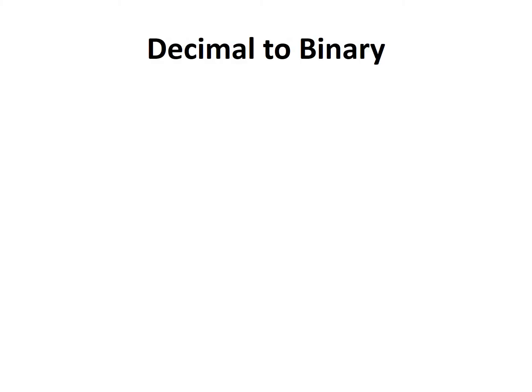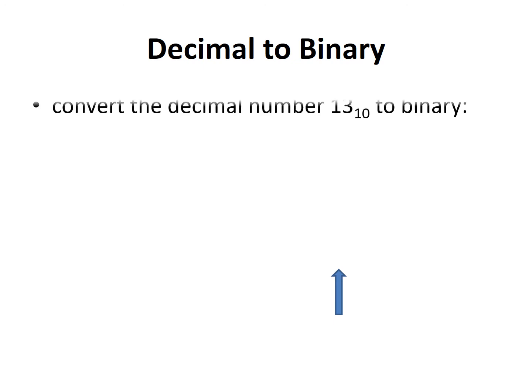Now the next one is to convert a decimal number into a binary number. We are going to convert the decimal number 13 to binary. First divide 13 by 2. Dividing 13 by 2, we get the answer 6 and the remainder is 1.